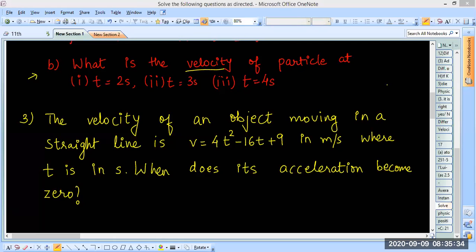Think about differentiation, right? I told you that we will learn differentiation first.